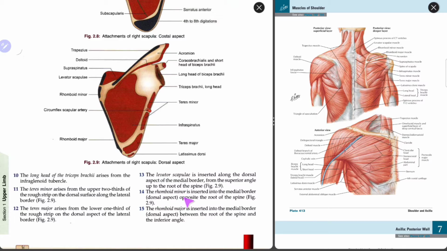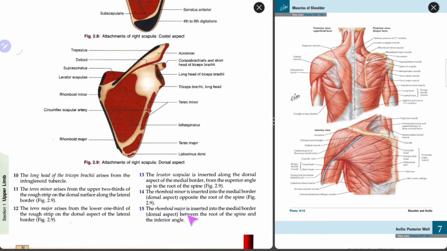Now, the rhomboid minor is inserted into the medial border of the dorsal aspect opposite the root of the spine. This is the medial border and this is the root of the spine. Opposite to it is the insertion of rhomboid minor. You can appreciate this muscle over here. This is rhomboid minor muscle.